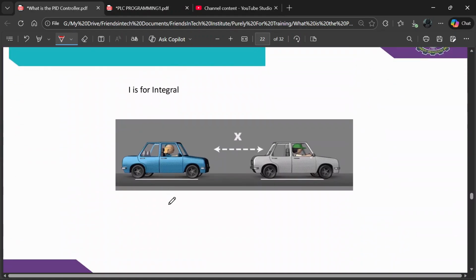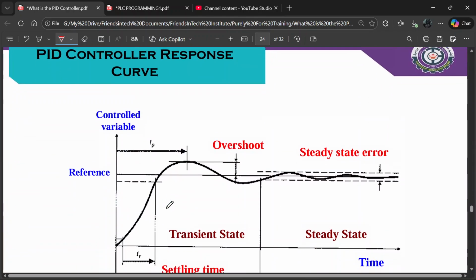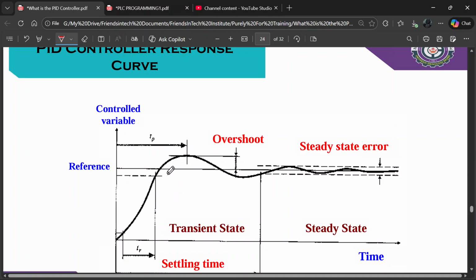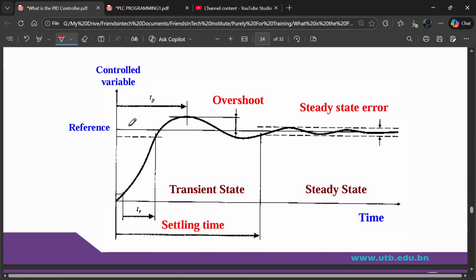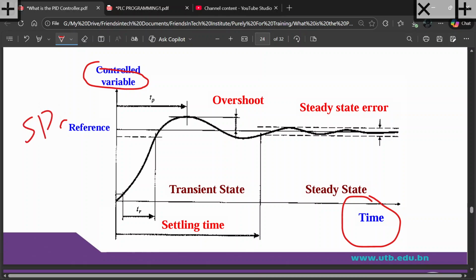Now let's talk about the PID curve. Very important here. This one is called the PID control curve. So this is the reference here. You have the controllable variable on the y-axis, and on the x-axis you have time. We have the reference, which is SP. So this is your set point. Then this curve here is basically what you are controlling, okay? What you are controlling, we can call this PV or process variable.